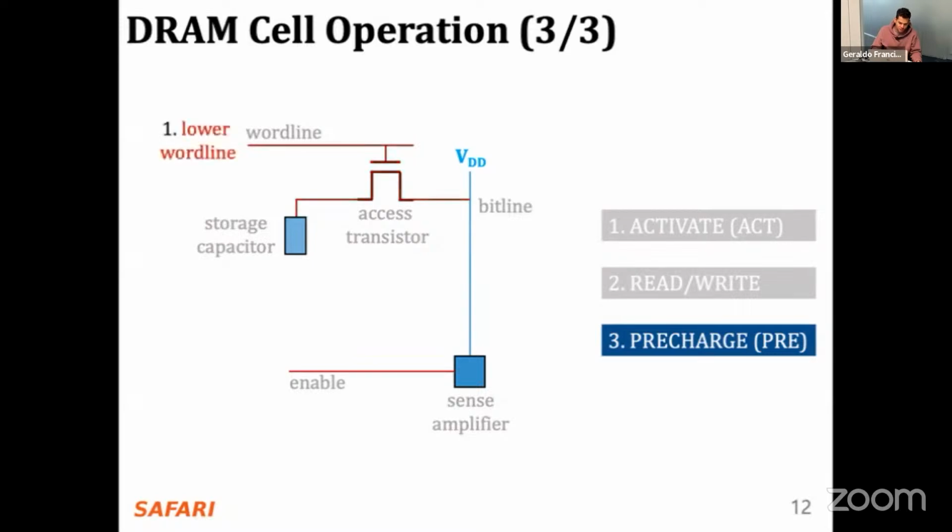So it works as follows. First, the capacitor is disconnected from the bit line by disabling the word line. Second, the bit line voltage is brought to its quiescent state. Now the DRAM array is ready for follow-up access. Third, the sense amplifier is disabled.